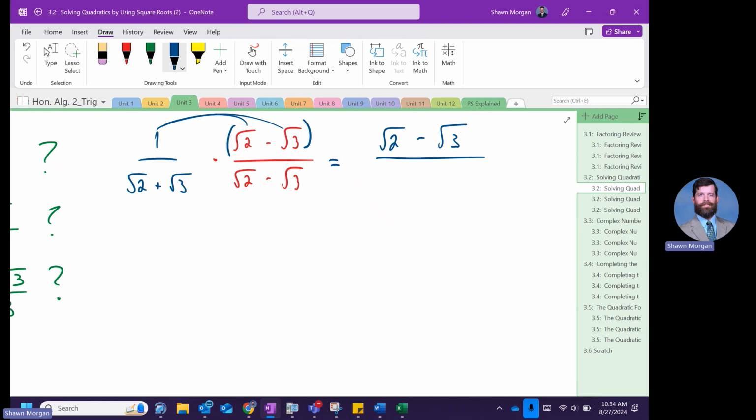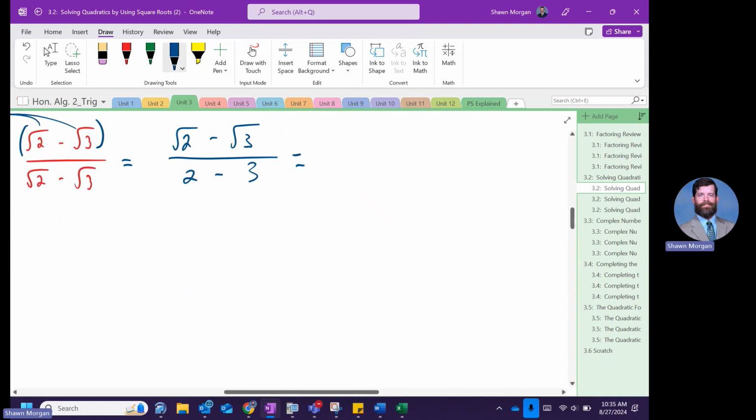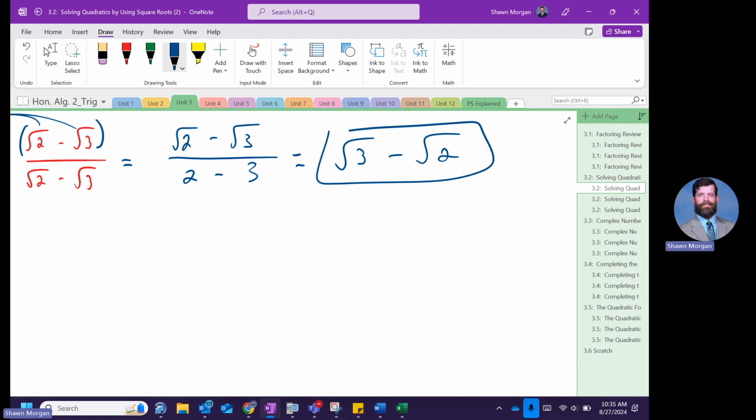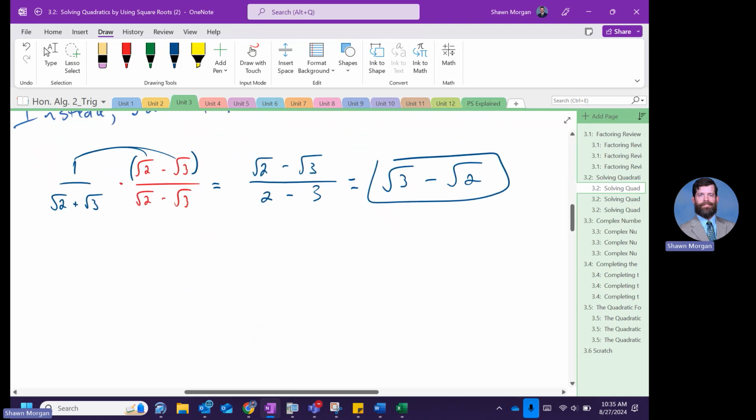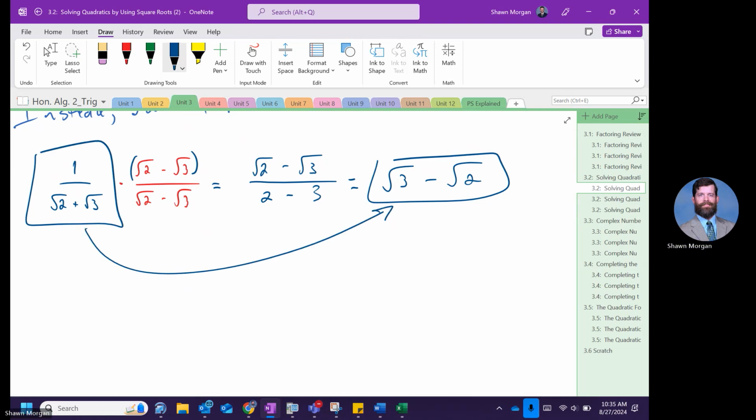This is what we did a minute ago. 2. And what's square root of 3 times negative square root of 3? Negative 3. And then lo and behold, this winds up equaling square root of 3 minus square root of 2. Which I find to be pretty nifty: a big ugly fraction, but through the process of rationalization, it looks that nice and simple.